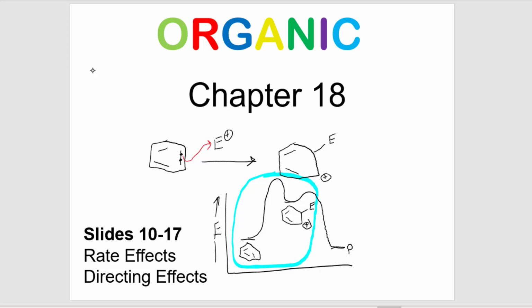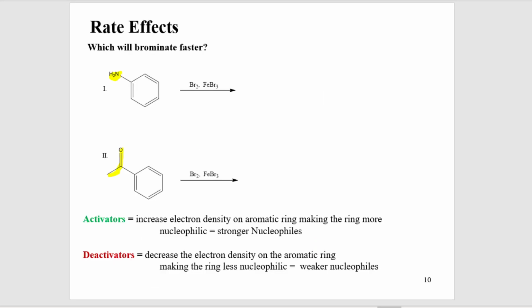Okay, think about how we defined what was happening here. This is another reason why I like to call it a pi nucleophile. Let's focus on that. The pi bond is our nucleophile. The better your nucleophile, the better the rate. The better the nucleophile is, the stronger the nucleophile, the faster the reaction.